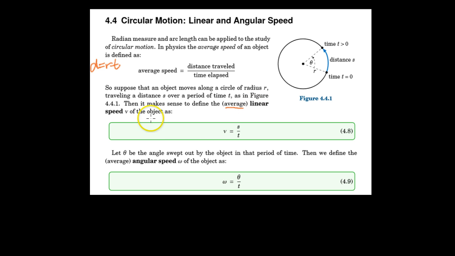linear speed of an object, and they're saying it's v is equal to, and in this case we're talking about along the edge of a circle. So if we're talking about the distance traveled along the edge of a circle, that is arc length. So in the numerator, we're dealing with arc length, and in the denominator, it's versus some unit of time. So you have to pay attention to what your units are.